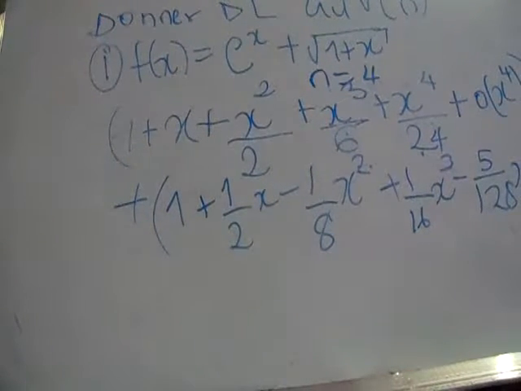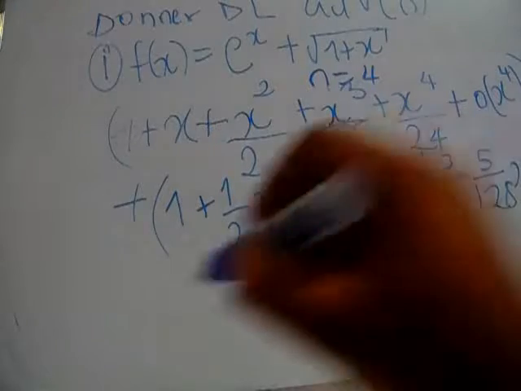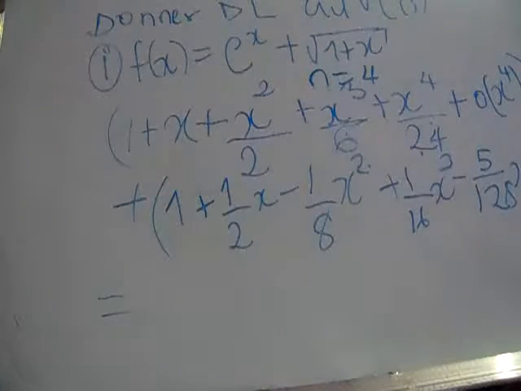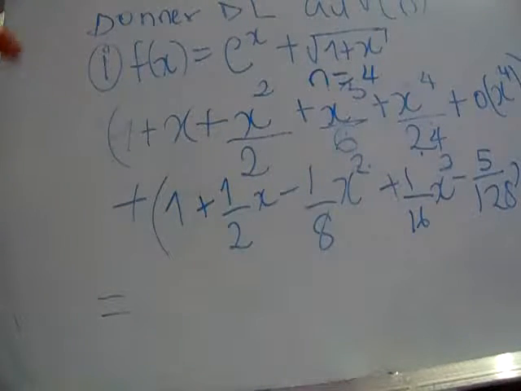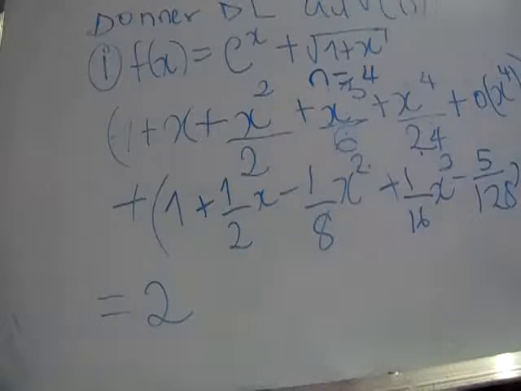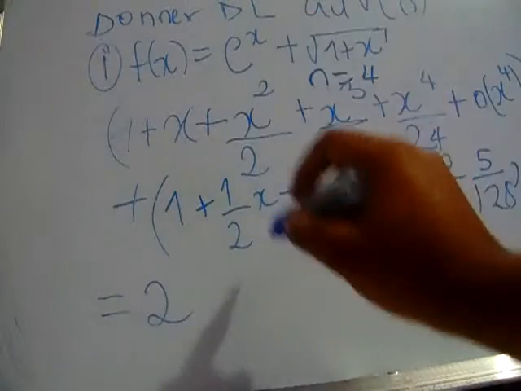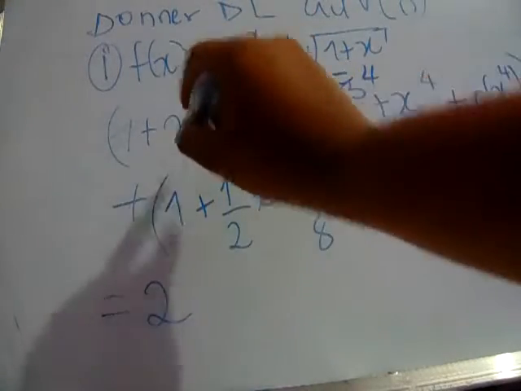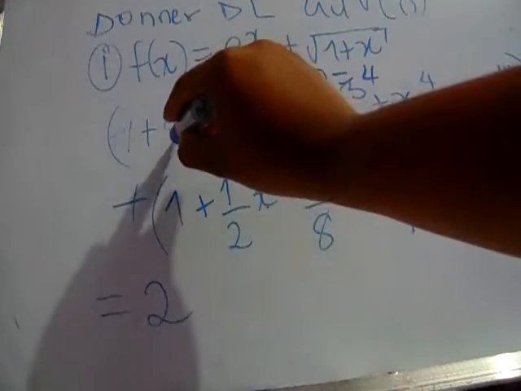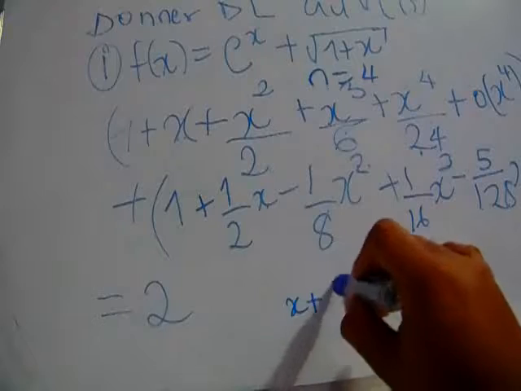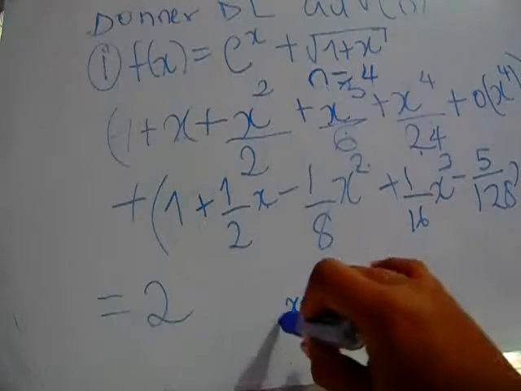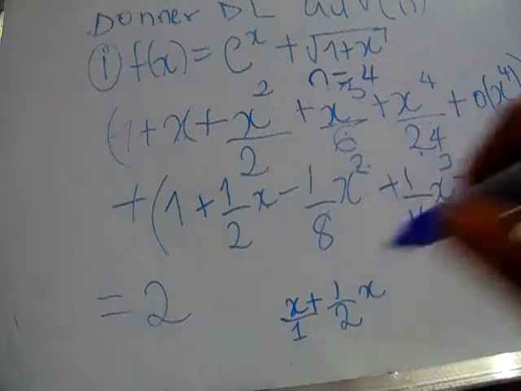So what we do is we just add these two together. So that means we have 1 plus 1, which is 2. Then the next we collect like terms. So here we have x and x. So we're going to do x plus 1 over 2x. Just do it here, x plus 1 over 2x. This is the same thing as x over 1.